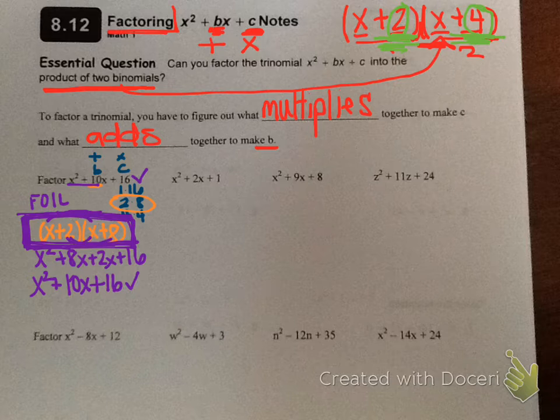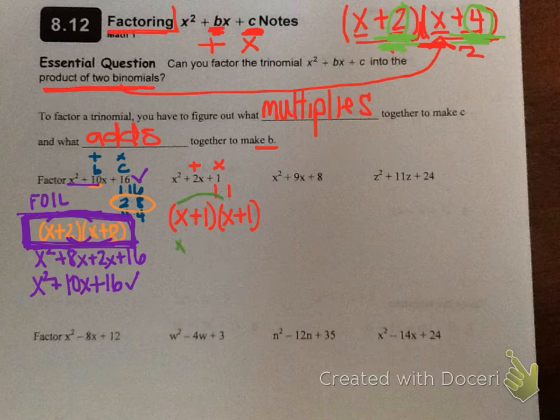On the next one, we have to figure out what multiplies together to make 1. Well, 1 times 1, right? And lucky enough, 1 plus 1 is 2, so adds to 2, multiplies to 1. We write our answer as x plus 1 times x plus 1. And again, we're going to foil so that we can check our work.